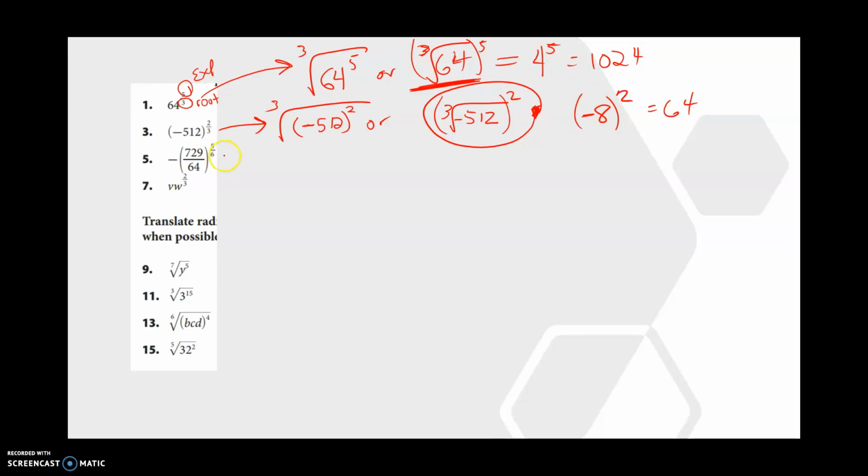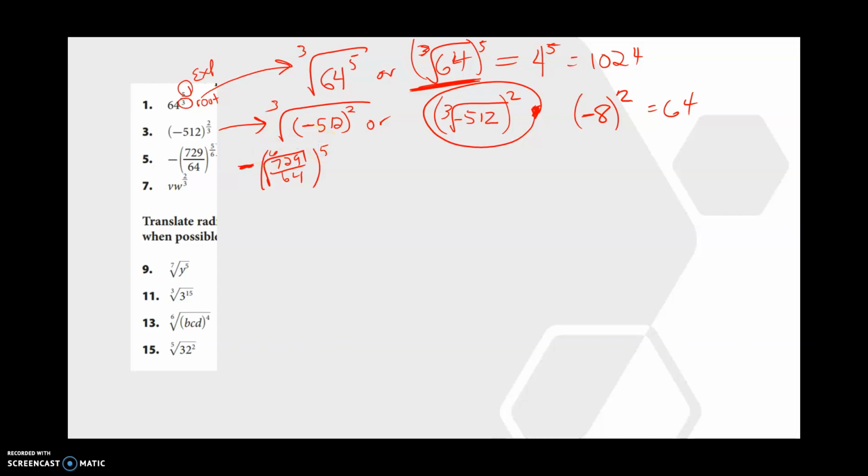Okay? Let's look at number 5. Number 5 says we can either raise everything to the 5th power and take the 6th root, or we can take the 6th root and raise everything to the 5th power. And in this case, the negative sits on the outside. It's not inside, so we're going to leave it out there. I'm going to do it like this. 729 over 64. We're going to take the 6th root of it and then raise it to the 5th.